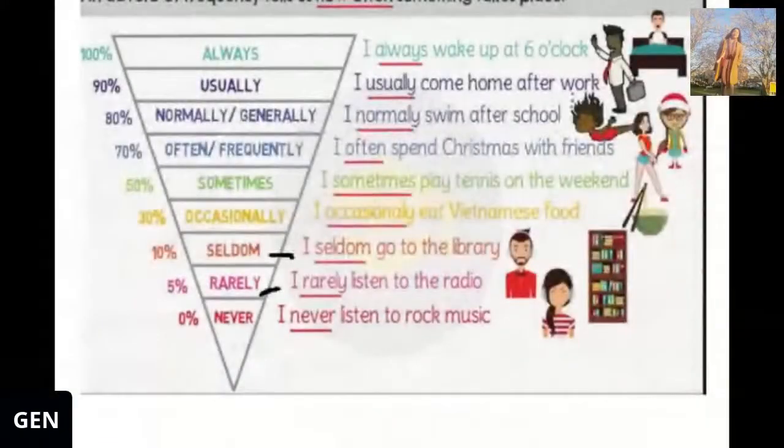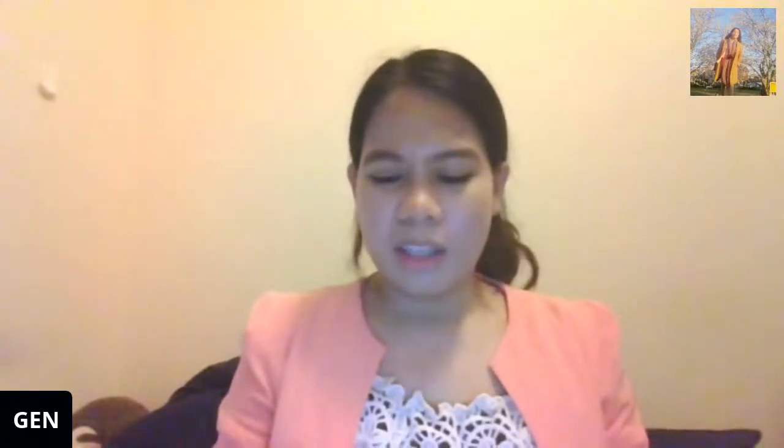Okay, so let's move on to never. I never listen to rock music. So it means zero. You don't like rock music and you never listen to it. So that's it. That is actually very clear, and I think it's very easy to understand. So if you want to say something about repeated actions, or something you usually do, you can use those adverbs of frequency. Those are very easy.